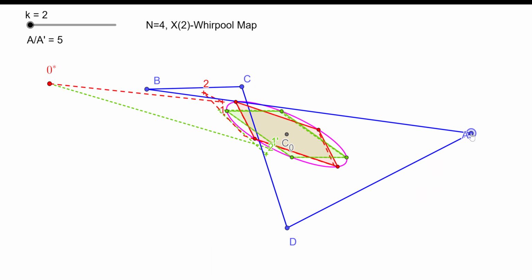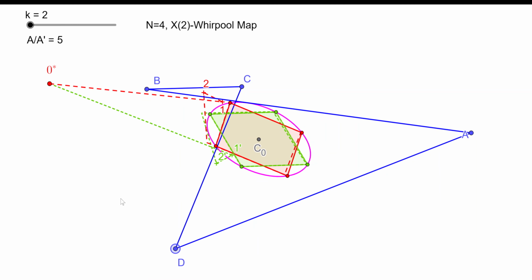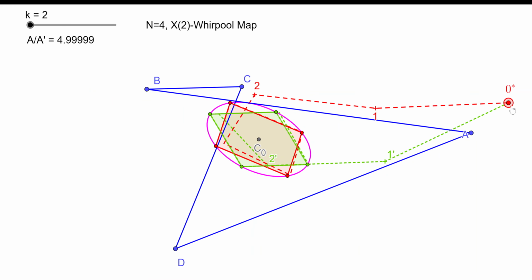Okay, so here are a few other examples, right? And I can move 0 around, and that doesn't affect the position of the limit parallelograms.